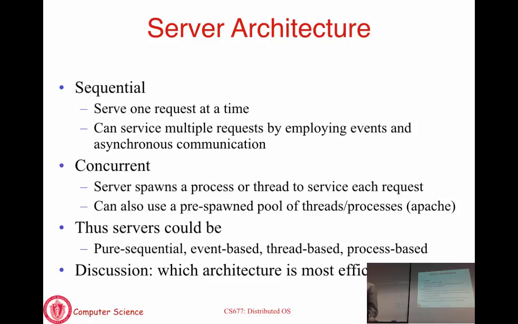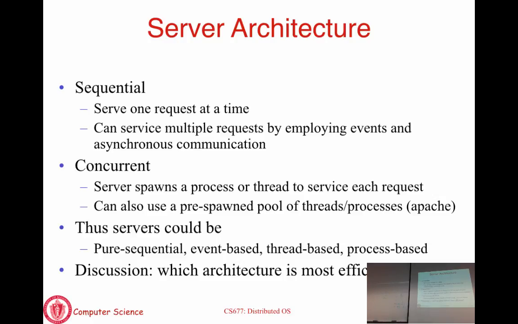Pure sequential should give you the least throughput because you are processing exactly one request at a time. And if that request happens to block or does any I/O, it needs to read a file, the server is just going to wait for it. Even though other requests have come, it doesn't process anything. So from a throughput standpoint, it's going to give you the least throughput.